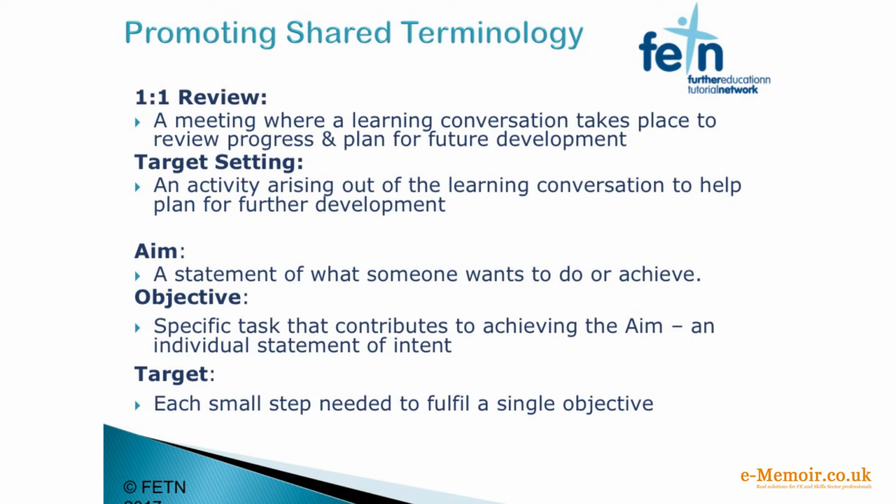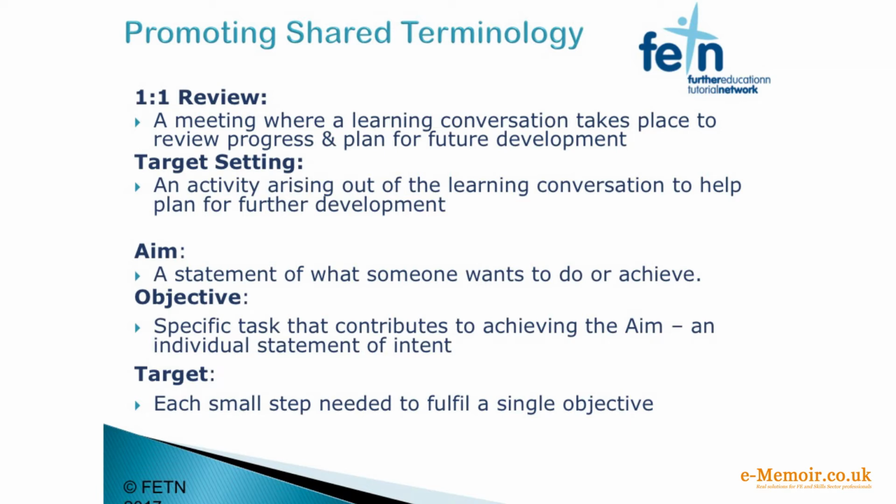We're actually quite often setting aims and objectives and we're not setting targets. So when it comes to measuring, we're trying to measure something that's too big. In essence, the aim is a statement of what someone wants to do or achieve. The objective is the specific task that contributes to achieving the aim. So there might be 2 or 3 of those for each individual statement of intent. And then the target is a number of targets, the small steps needed to fulfill a single objective.